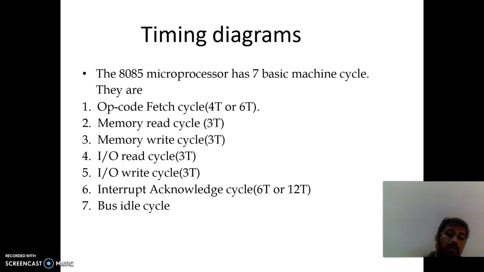Now, coming to what timing diagrams consist of: the first one is the opcode fetch cycle. It will take four or six clock states; we have taken this for generalized purposes. The 8085 microprocessor has seven basic machine cycles. They are the opcode fetch cycle, memory read cycle, memory write cycle, IO read cycle, IO write cycle, interrupt acknowledge cycle, and bus idle cycle. If you understand all these, then according to our requirement and instruction, we can combine them and draw the timing diagram for a particular instruction.